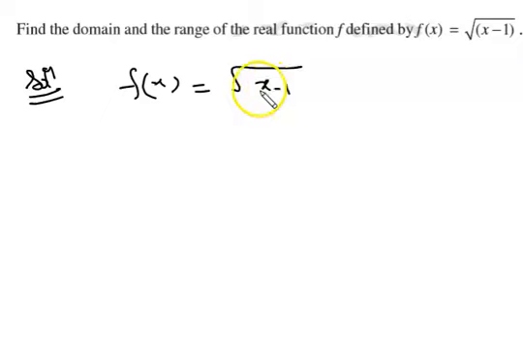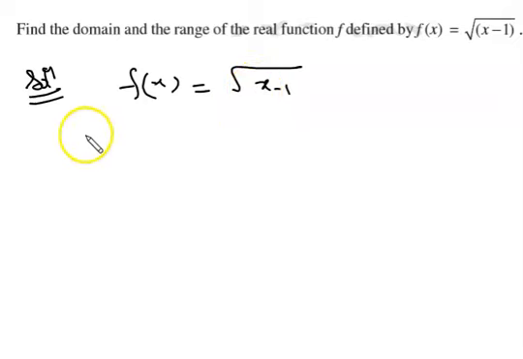What is the definition of the domain? Domain is the values of x at which the particular function is defined. It is a kind of square root function in which the argument inside the square root must be non-negative for the function to be defined. Otherwise, if the quantity inside the square root is negative, the square root is not defined.